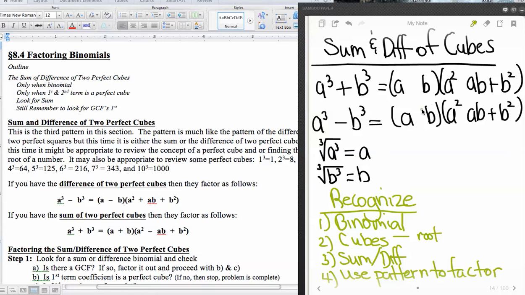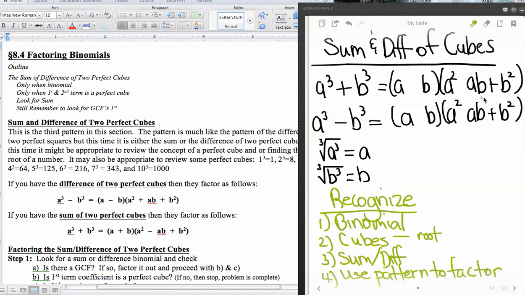And then what we do is we put them in this pattern. So the cube root of a cubed is a, and the cube root of b cubed is b. We form a binomial with the roots in each case, okay? These are both the same. So we find the binomial with the cube roots of each of those, and then we take the cube root squared for the first term. The middle term is the product of the cube roots, and then always plus the second cube root squared.